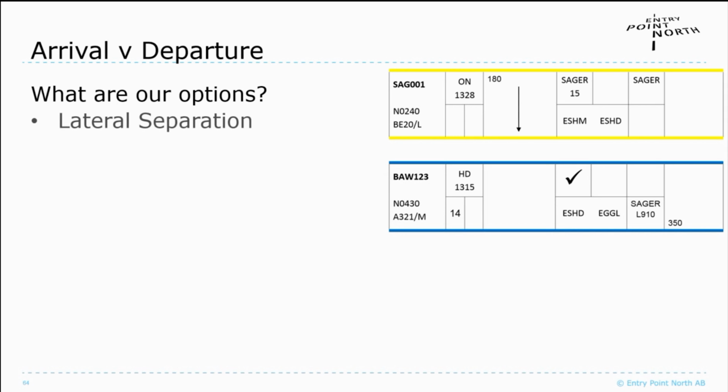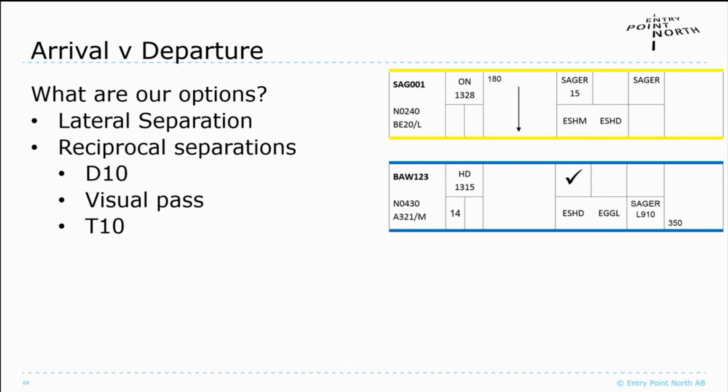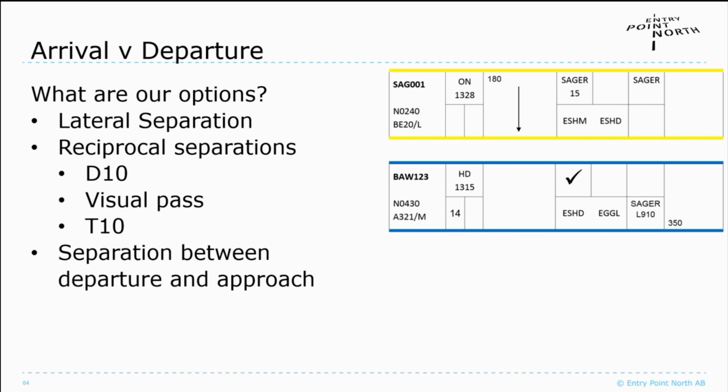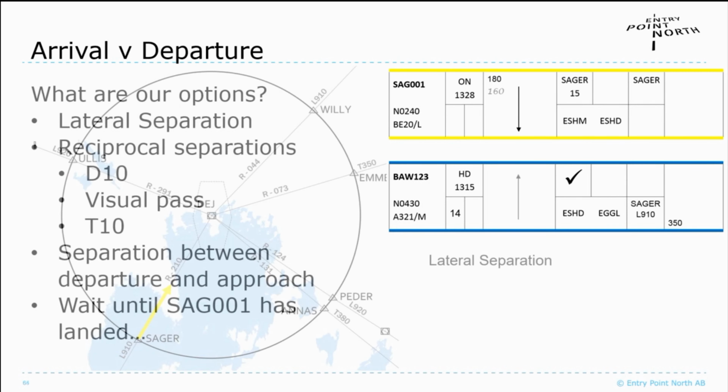So, different options. We have lateral separation between the two aircraft, the reciprocal separations, 10-mile pass, the visual pass, or the 10-minute before or after the estimated time of passing. And also we have our LOP separations, the separations between the departures and the arrivals. We can also, of course, wait until Medical 001 has landed, because then the separation is very easy. But like I say, that would be plan D after a certain amount of time.